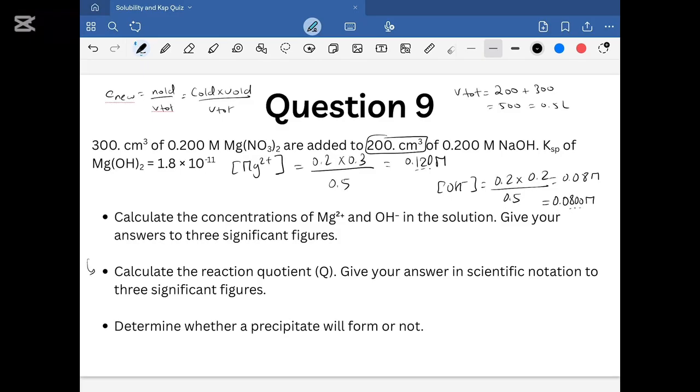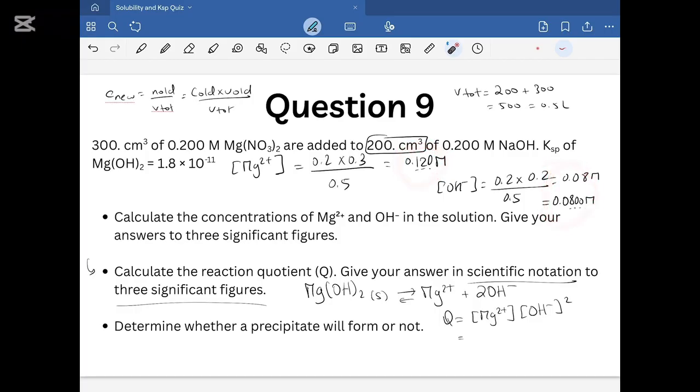Now for part B, they said calculate the reaction quotient, the mass action expression, and give your answer in scientific notation to three significant figures. So Q is equal to, first of all, let's write the reaction that's taking place. Mg(OH)2, which is the precipitate. I'm going to write the dissociation for the precipitate, and it's going to be Mg2+ plus 2OH-. So Q is going to be equal to Mg2+ multiplied by OH- to the power of 2. I will use the values that I got for the first part, which are 0.12 and 0.08. So I'm going to have 0.120 multiplied by 0.08 squared, and Q is going to be equal to 7.68 times 10 to the power minus 4.